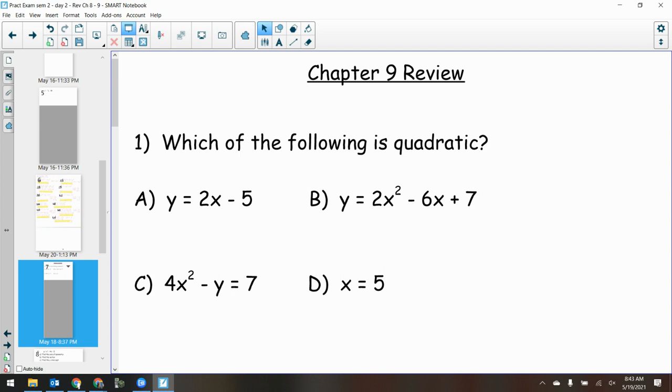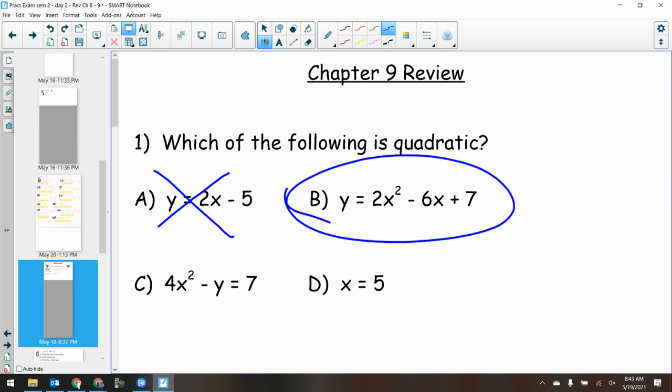based on an equation, how do you tell when something is a quadratic? Based on an equation. Not necessarily y equals. What should it have if it's a quadratic? The x squared, right? The x squared. So, is A quadratic? No. Is B quadratic? Yes. Is C quadratic? Yes, it has the x squared. Is D quadratic? No.